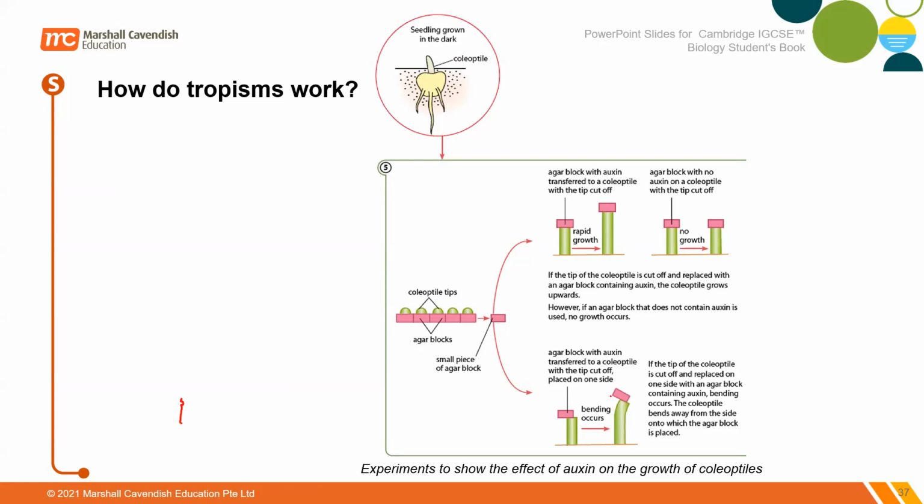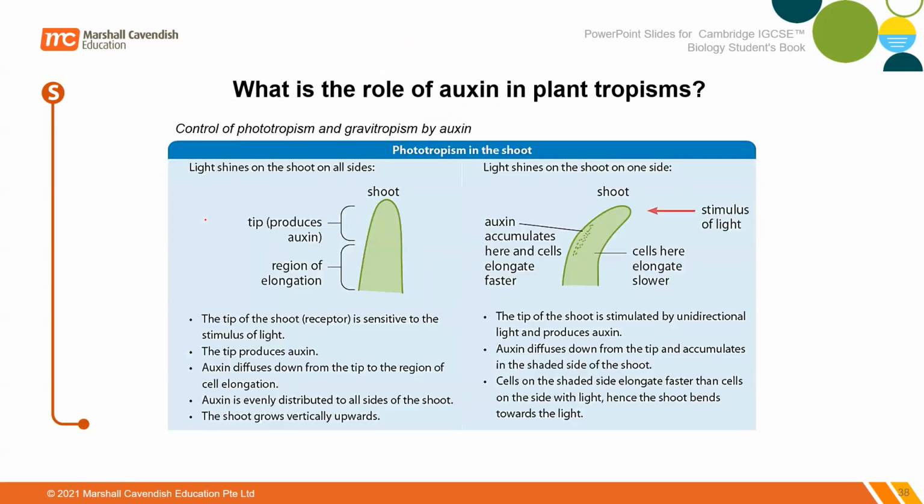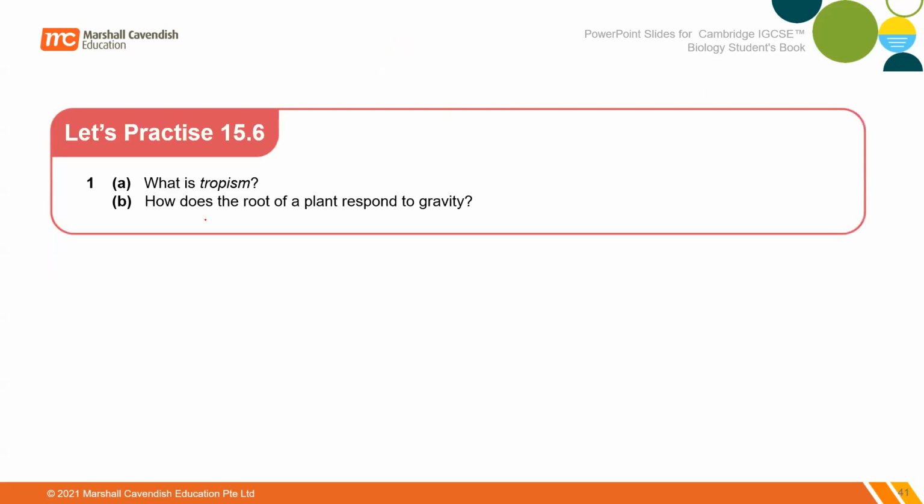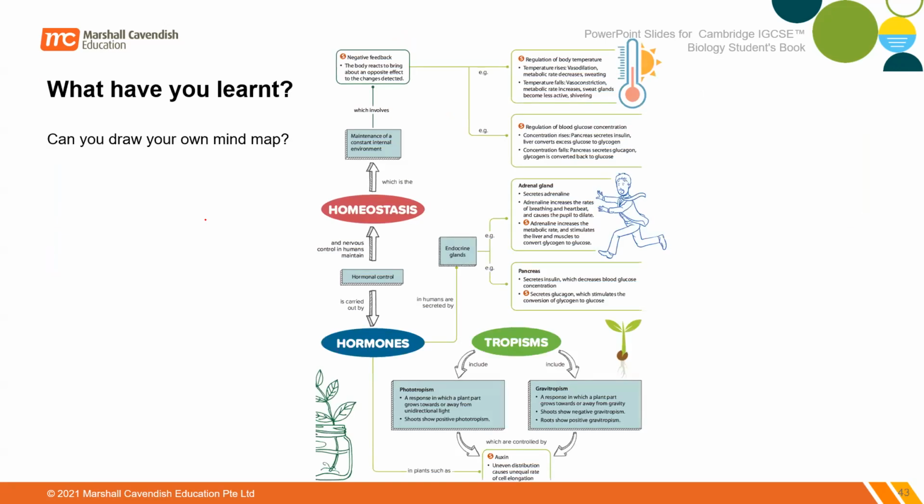ودي point مهمة قوي لازم نفتكرها إنه الأوكسينز produced from the tip of the plant من أعلى part produced from this part. Okay, then it will diffuse downwards. بس the production هو ال tip of the plant. Okay, I think خلاص ده كان the more complicated part of the topic for today.